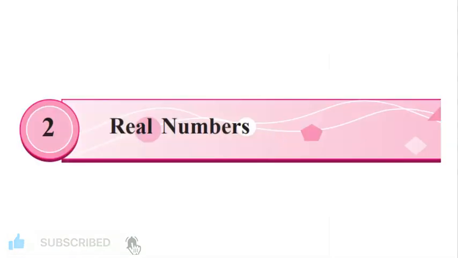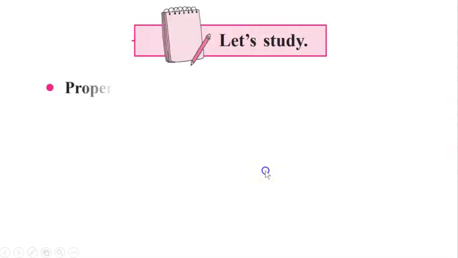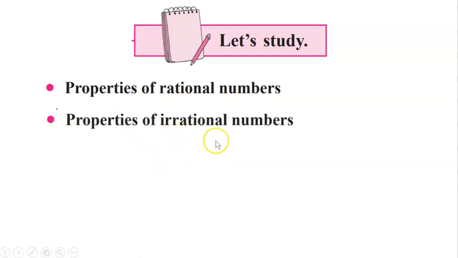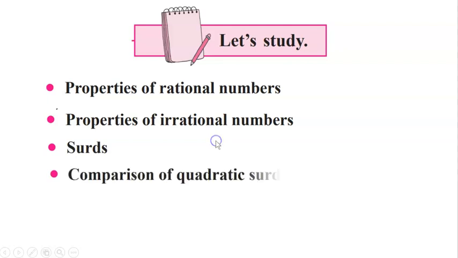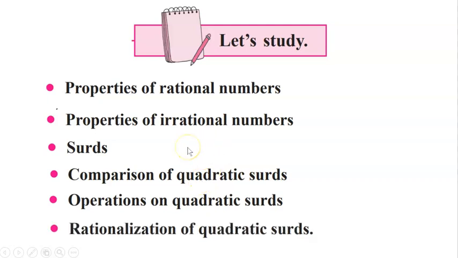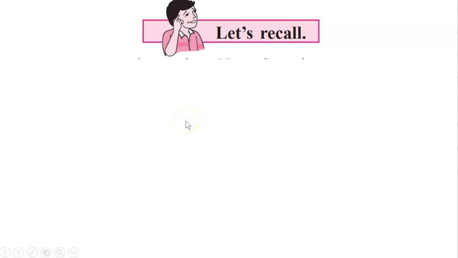Hello friends, in this video we will start the new chapter, real numbers. In real numbers you will learn properties of rational numbers, properties of irrational numbers, sets, comparison of quadratic surds, operations on quadratic surds, and lastly the rationalization of quadratic surds. In this video, I will explain all solved examples and all examples given in exercise 2.1 in very simple language. Now let us start.